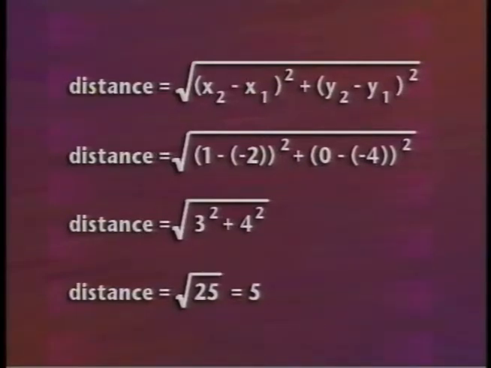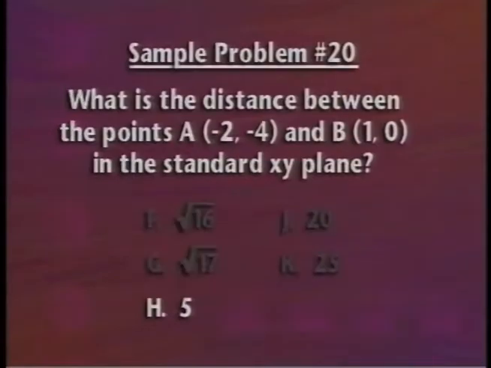Plugging in the values for this problem, we get distance equals, first the x components, 1 minus negative 2 squared, which is 1 plus 2, or 3 squared, plus the y components, 0 minus negative 4 squared, which is essentially 4 squared. So distance becomes the square root of 3 squared plus 4 squared, which is the square root of 25. So the distance equals 5. Answer H.